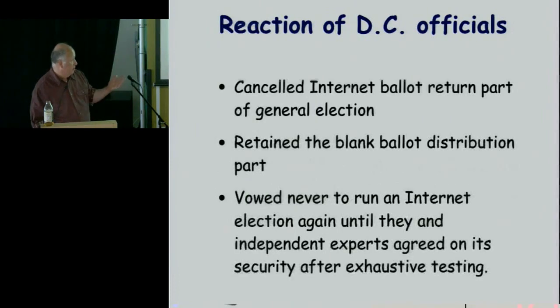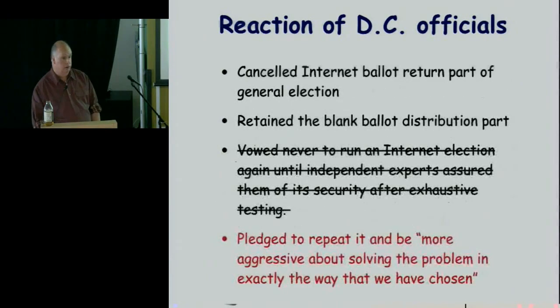And then, of course, they vowed never to run an internet election again until they and independent experts agreed on its security after extensive testing. Oh, wait. No, that's not what happened. They actually pledged to repeat it and be more aggressive about solving the problem in exactly the way they have chosen in the future. In fact, this is what they did.